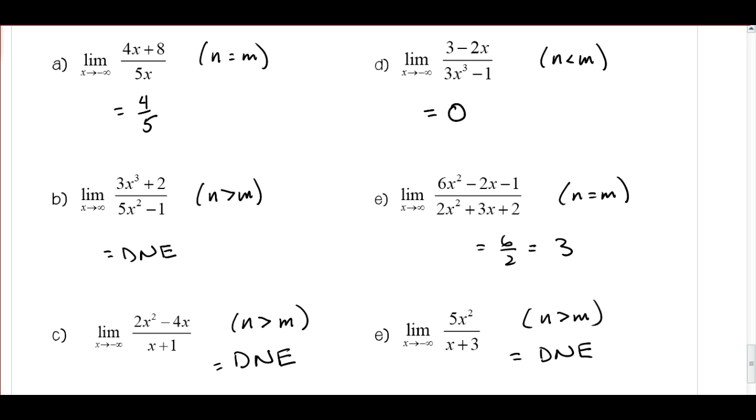So here are the solutions for this last try it example. You may want to pause the video as you check these. And again, if you're not sure how to do any of these, you can divide each term by the greatest power in the denominator and work out the limit the way we did in the first example.